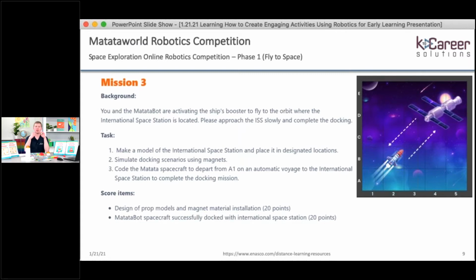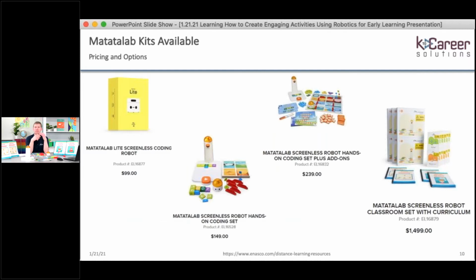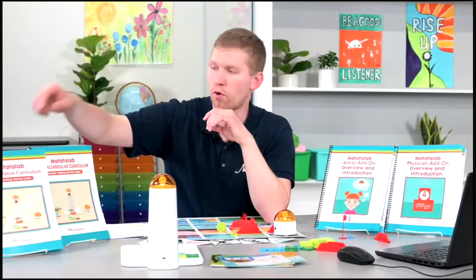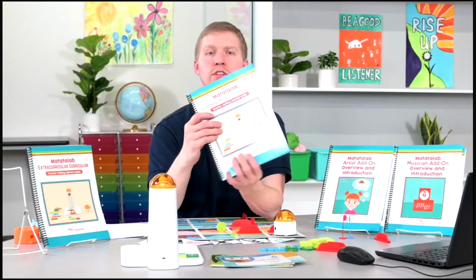All right, so let's go to the next slide. These are the different products that you would have available. These are kits that you can certainly purchase if you wanted to. There are individual kits, and then there are classroom sets with curriculum. If you focus a little bit closer on the screens, there are learning guides here that I've demonstrated for you. These are guides that we do sell individually.